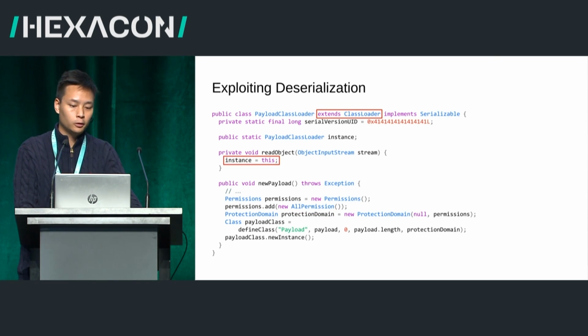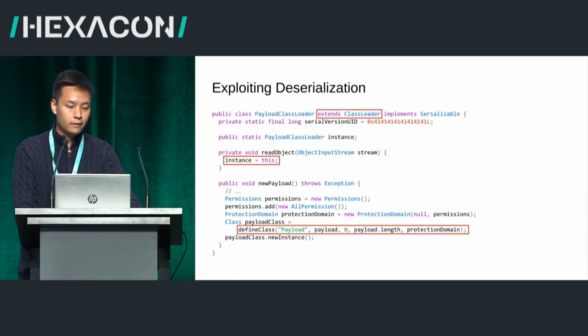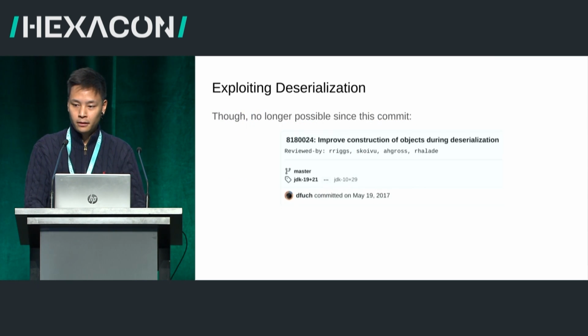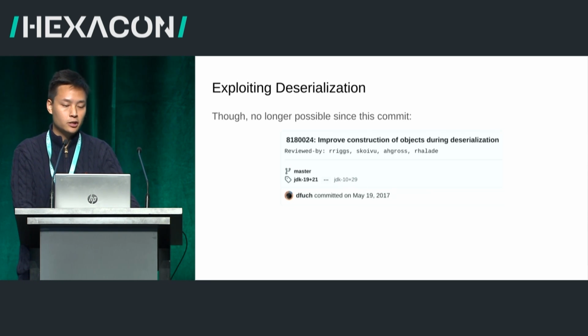When readObject is called, we then assign the instance to a public static variable. Once we have the instance, we can call a new payload on it. The interesting part is we can now call the protected method defineClass to load the payload class with an arbitrary protection domain, in our case, one with full permissions. Unfortunately, this has been mitigated upstream in 2017, and exploiting Java deserialization for privilege escalation is no longer possible.